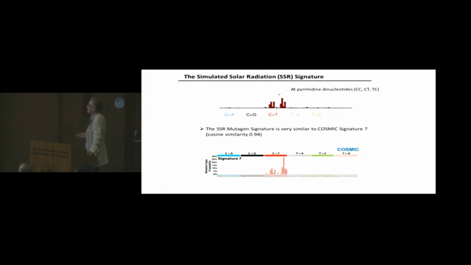which gives us a signature very similar to the COSMIC signature 7. And as Ludmil explained, there are now several subsignatures of signature 7, but in this case we get a good match. And all these mutations, most of the main mutations, are occurring at pyrimidine dinucleotides, which again is what you would expect from the chemistry of UV damage to DNA. So a very good match there.